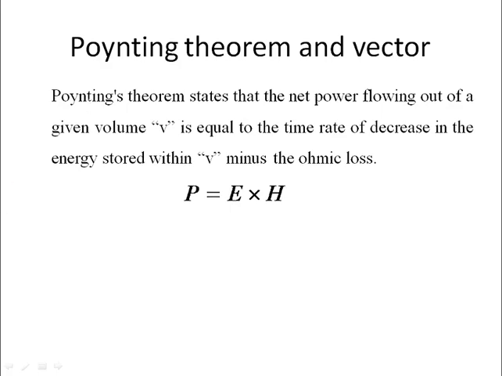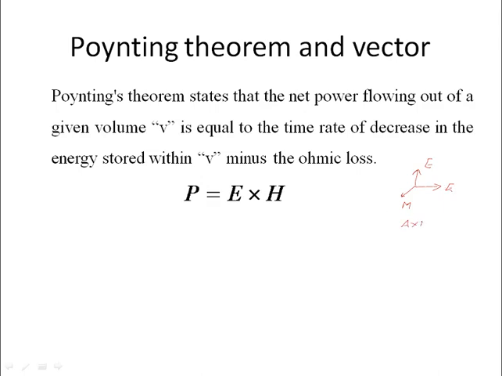So today we are going to study what is Poynting theorem and Poynting vector, right? We have studied in the previous class that if this is the electric field and this is the magnetic field, then this is the direction of propagation of the electromagnetic wave. And according to the theory we have studied, you know what a cross product is, right?